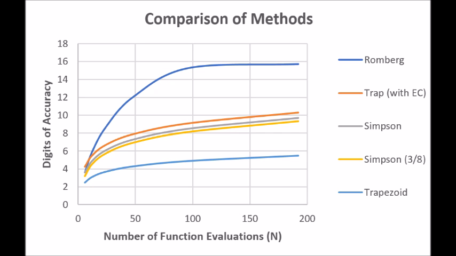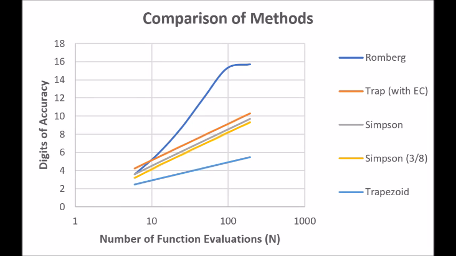A picture truly is worth 1,000 words. If I plot the data from 2 slides ago, it would look something like this. This should make sense. The trapezoid rule is only second order, so it has fewer digits of accuracy than any other method. Romberg outperforms everything else by a significant margin. The other 3 methods are clustered pretty closely together in the middle.